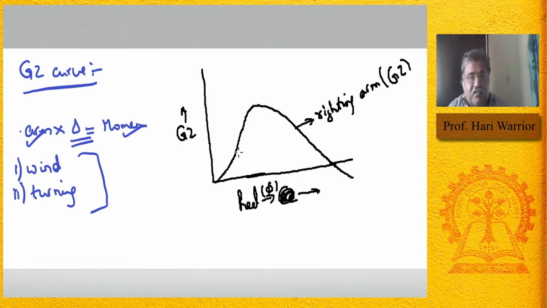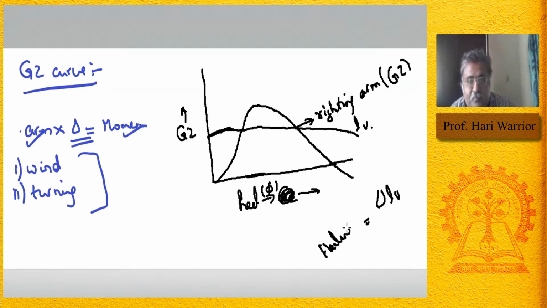Other than that, the other arm that comes is the wind heeling arm. It actually looks like this. Almost like a constant line, but it goes down a little. This is usually written as LV. The heeling arm is written as LV. This is the wind heeling arm. So delta into LV will give you the heeling moment.